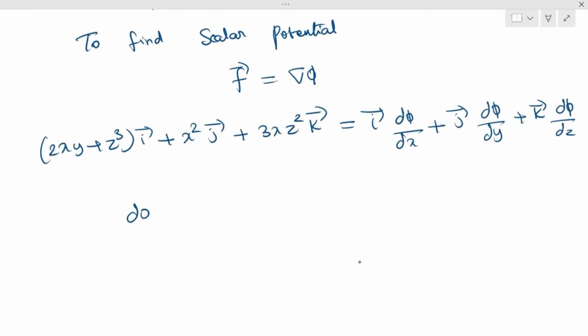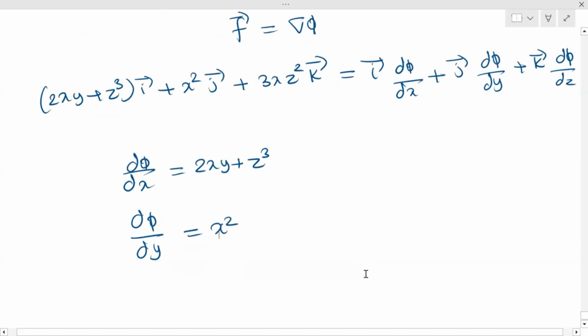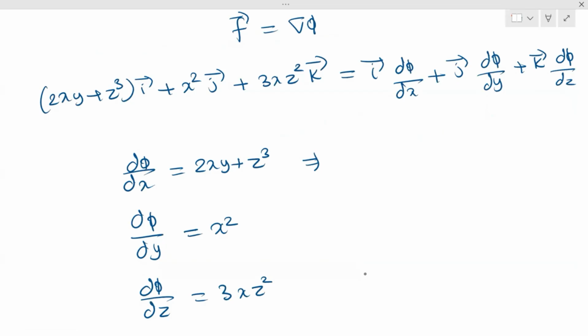So what you will get? Dou phi by dou x equal to i component, that is 2xy plus z cube, and dou phi by dou y equal to x square. Okay. So dou phi by dou z equal to 3x z square. See, from this we have to find phi. We have to do the integration. Then only we will get the phi. See the first one. Here we have to integrate partially with respect to x, treating the other variables y and z as constant.